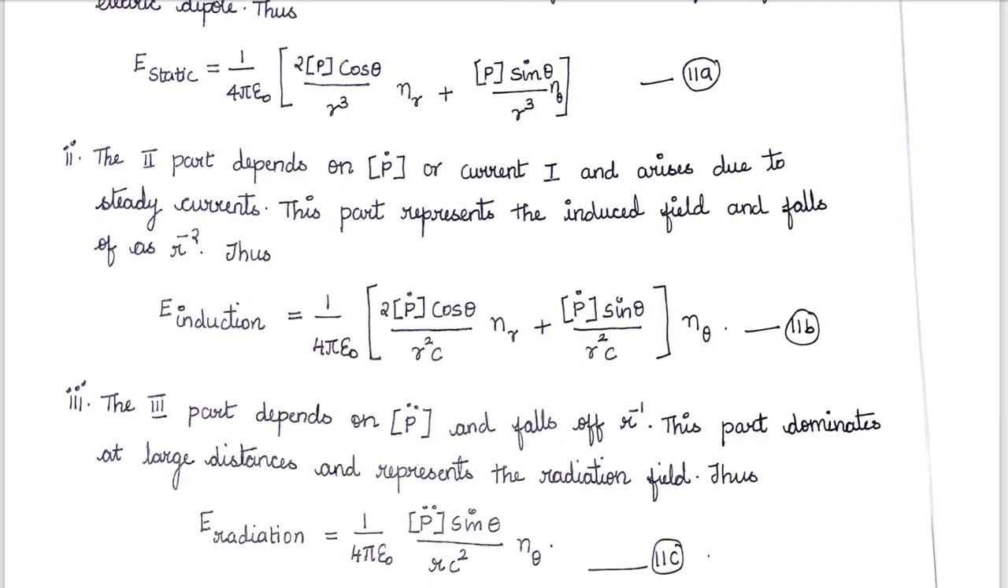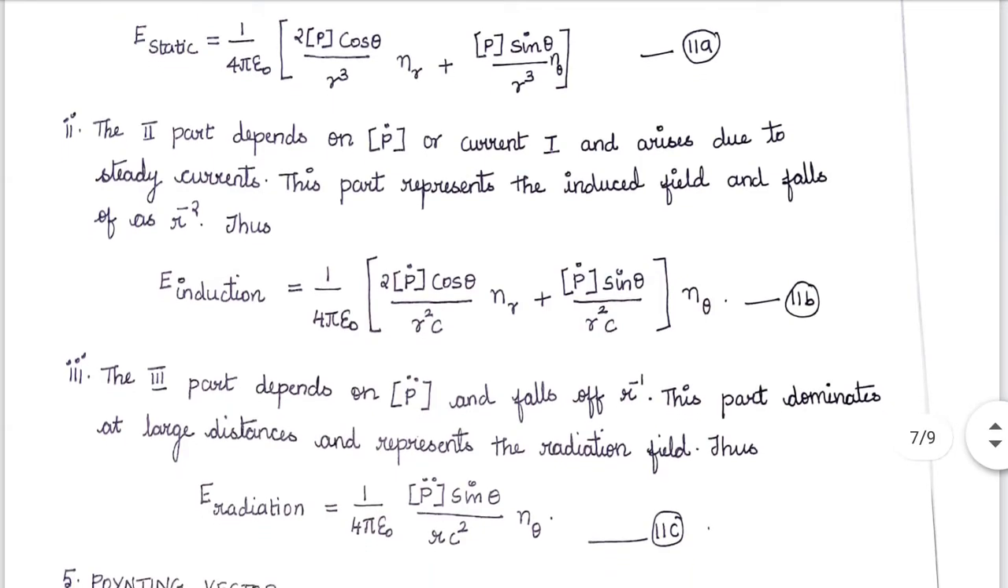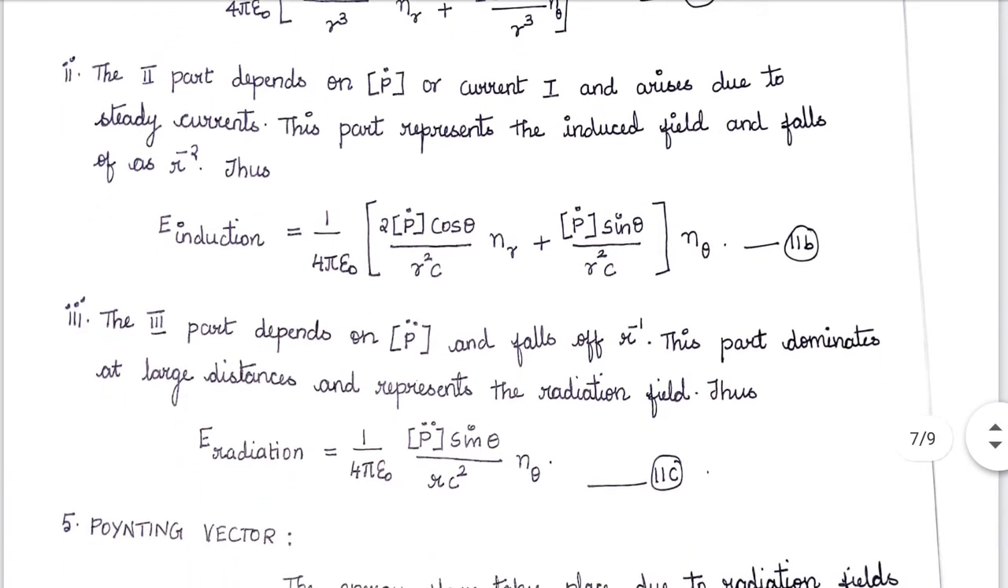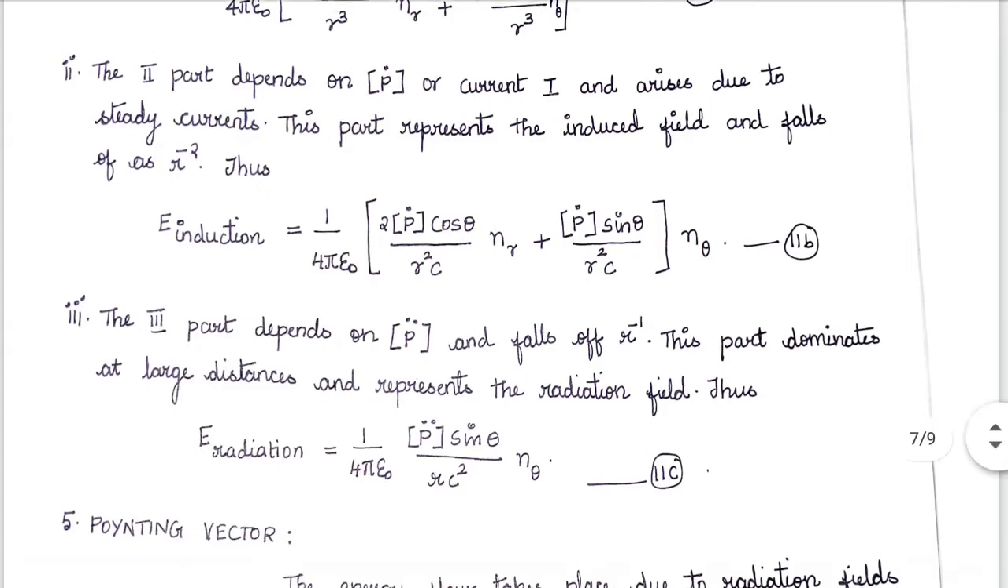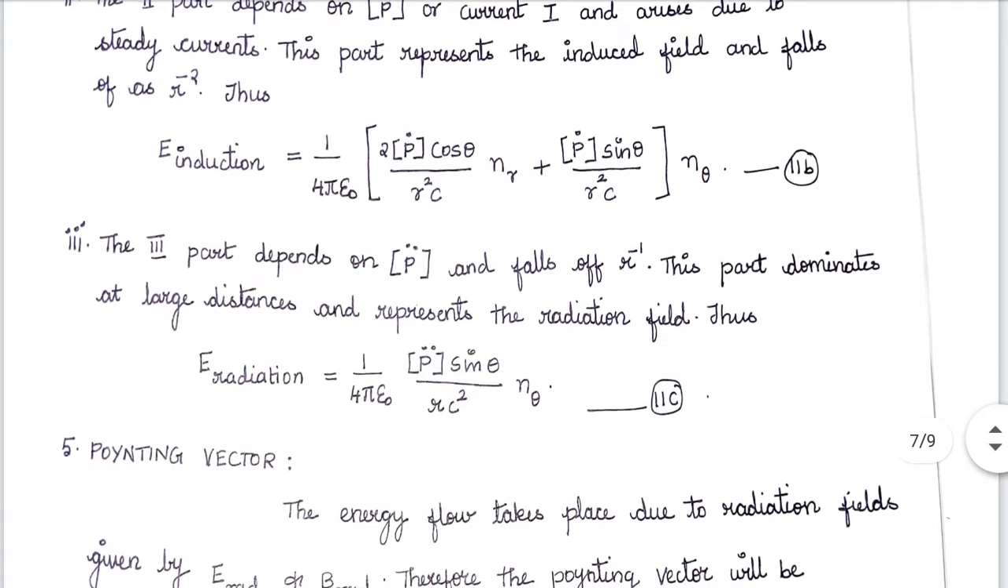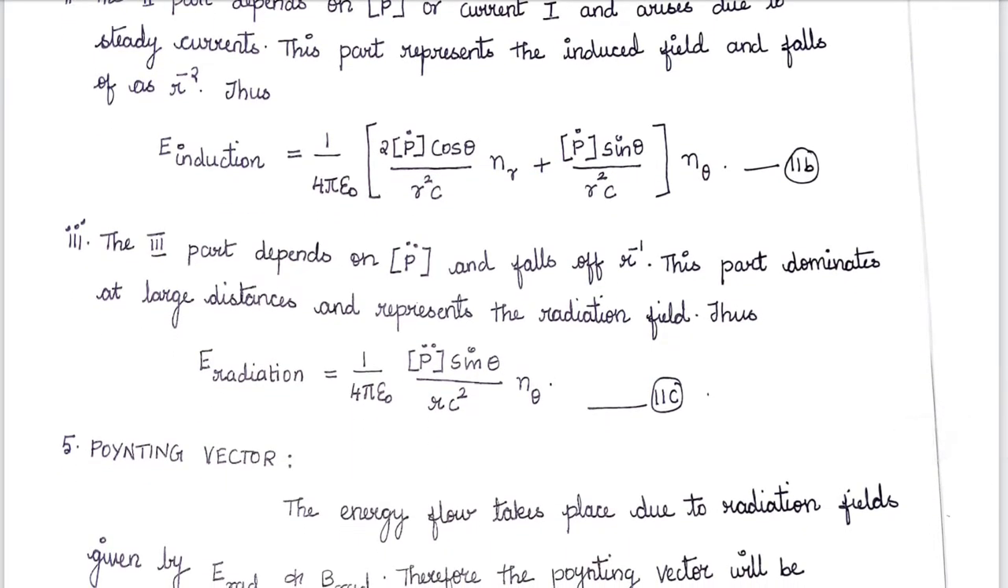So this part represents the induced field and it falls off as 1 by r square. So we can write E induction is equal to 1 by 4 pi epsilon naught [2p dot cos theta by r square c] n_r plus [p dot sin theta by r square c] n_theta. And the third part depends on p double dot and falls off as 1 by r.